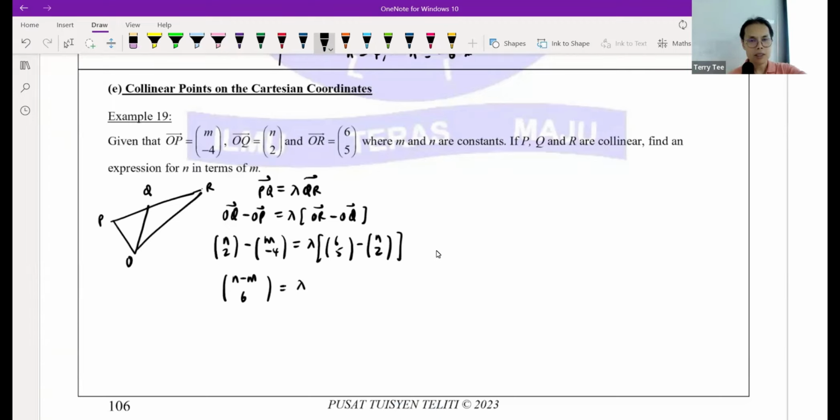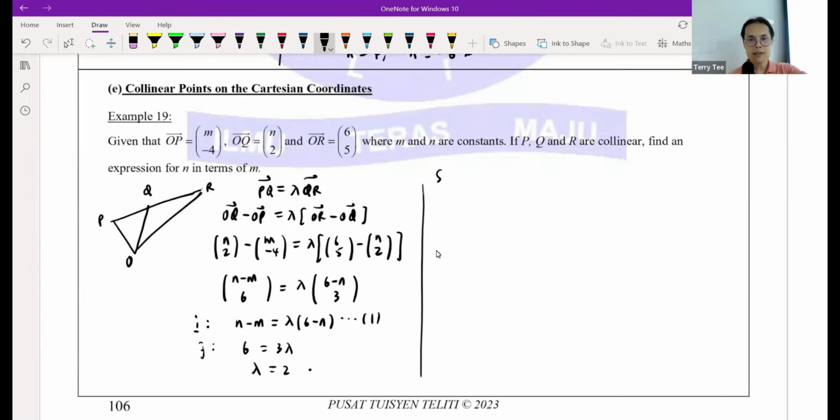This will be lambda 6 minus n and 3. So when you compare, n minus m is lambda 6 minus n. I can't solve this, so I'll leave it out. I'm comparing the i component followed by the j component. 6 equals 3 lambda. Your lambda is 2.